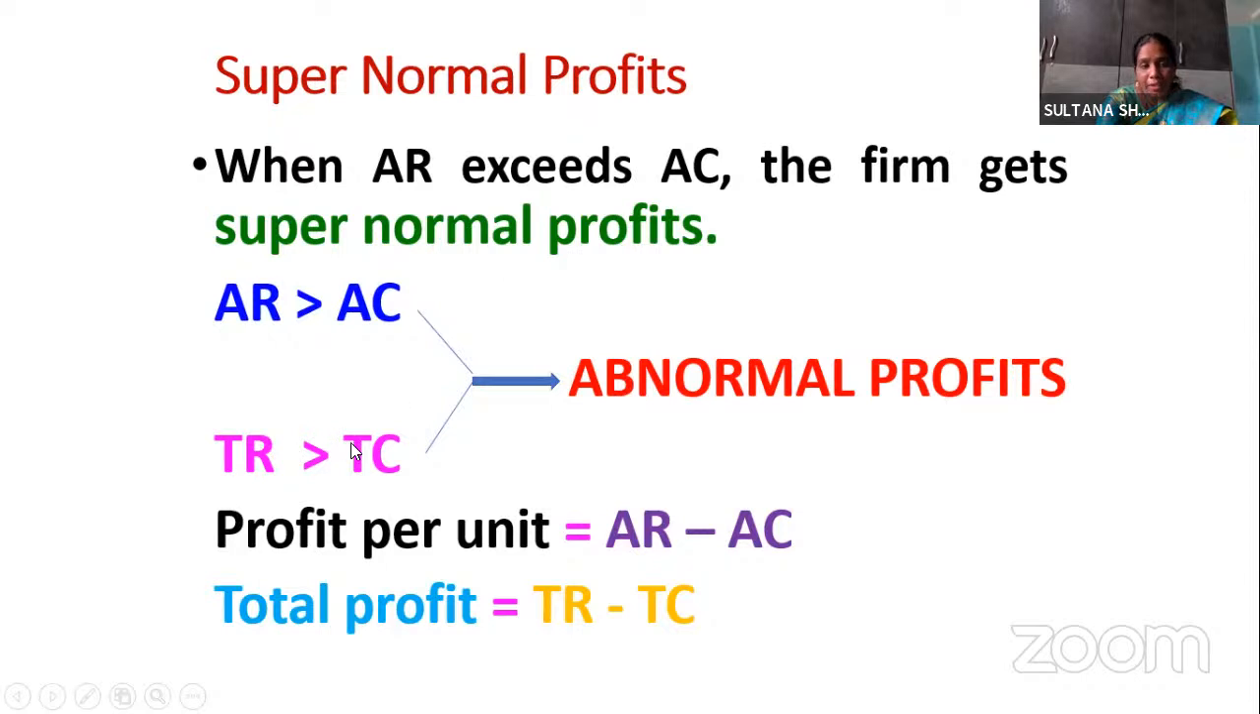In that case, average revenue is greater than average cost, so total revenue is greater than total cost. Profit per unit is what? Here average revenue indicates the revenue per unit. One unit's revenue is the average revenue.